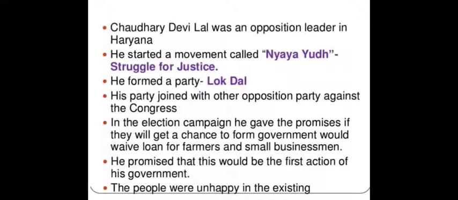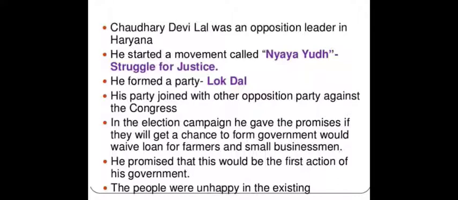Chaudhry Devilal, 76 years old, was the leader and president of the Lokdal party. I am talking about Haryana at that time, 1987 to 1991. If you see these points, it will be clear to you. Chaudhry Devilal was an opposition leader in Haryana. He stood against the Congress party. He started a movement called Nyaya Yudh, meaning struggle for justice.